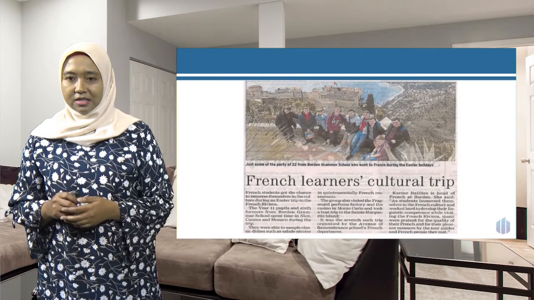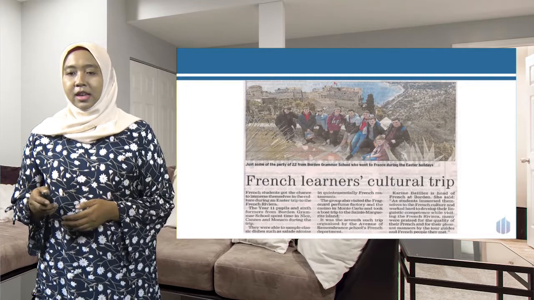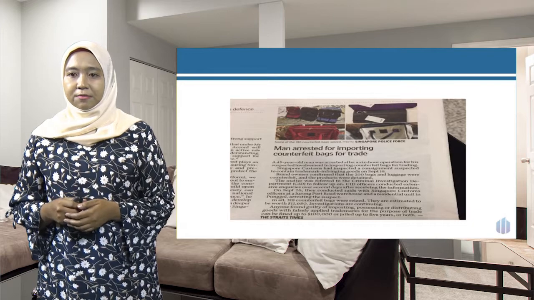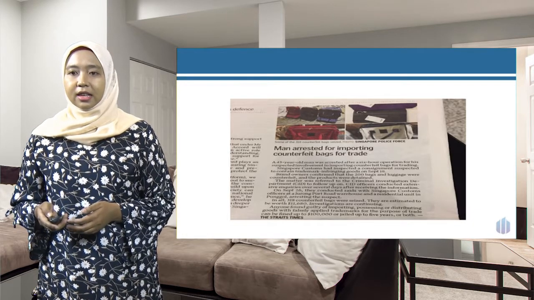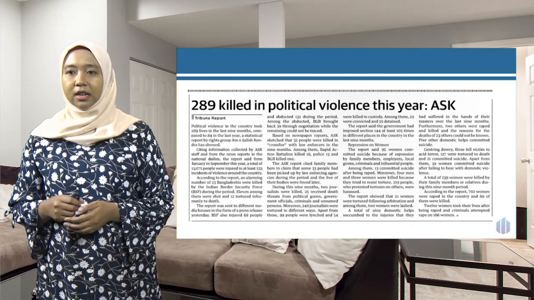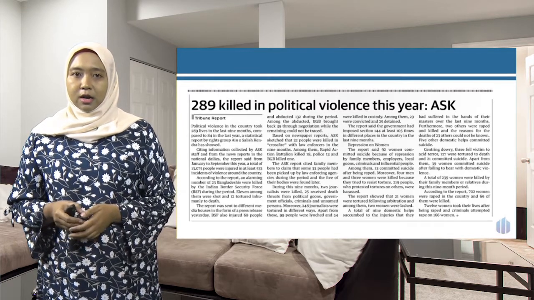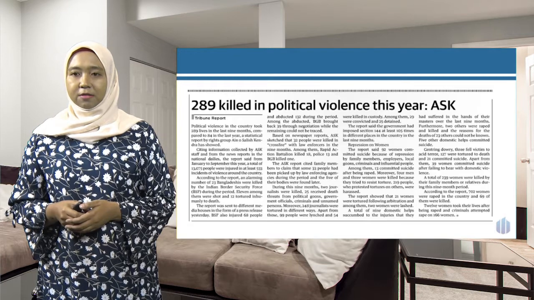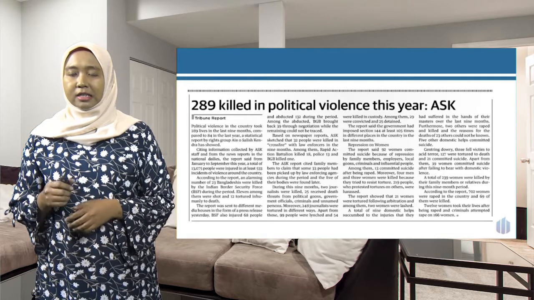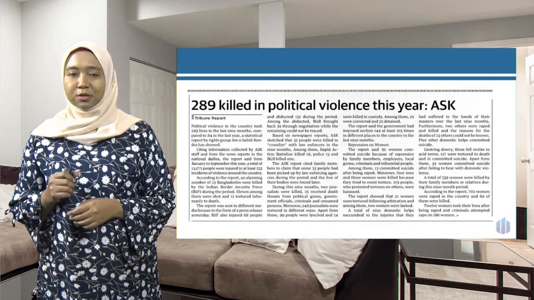Well, in this slide, please take a look at the slide. There is an article entitled French Learners Cultural Trip. And then the second is Man Arrested for Importing Counterfeit Bags for Trade. And then the last is 289 Killed in Political Violence This Year. What do you think about the type of this text? From the form of the text, I'm sure that you are already familiar with this kind of text. Yes, this is right. This is a news report.